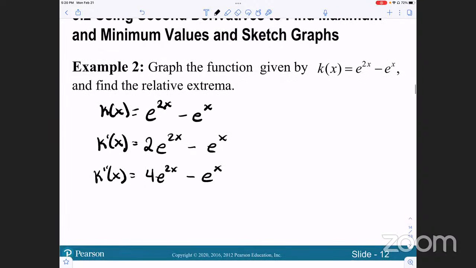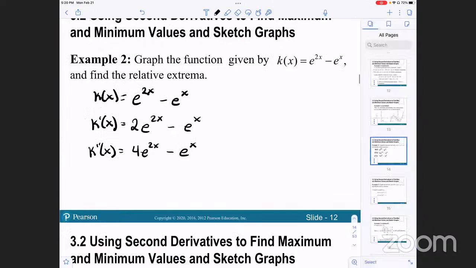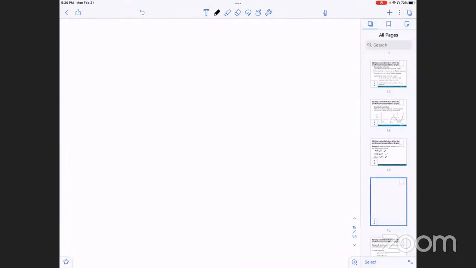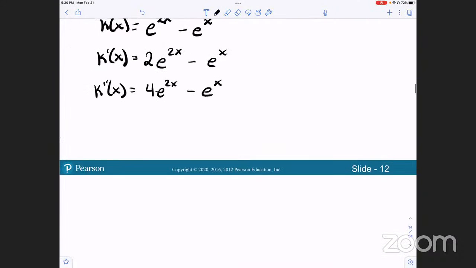So then the critical value, sorry about the back noise in the public space.